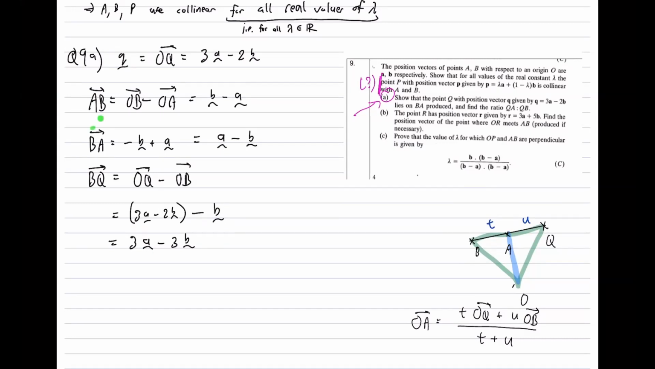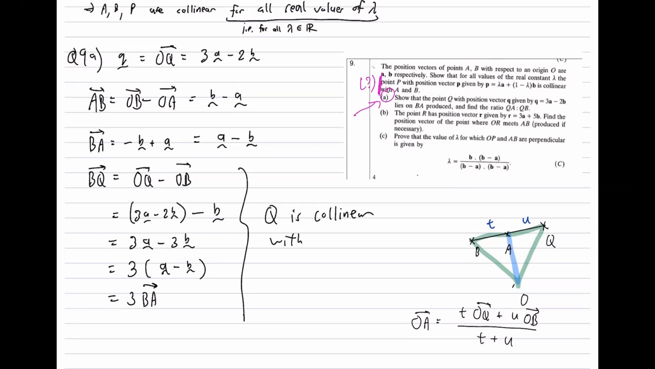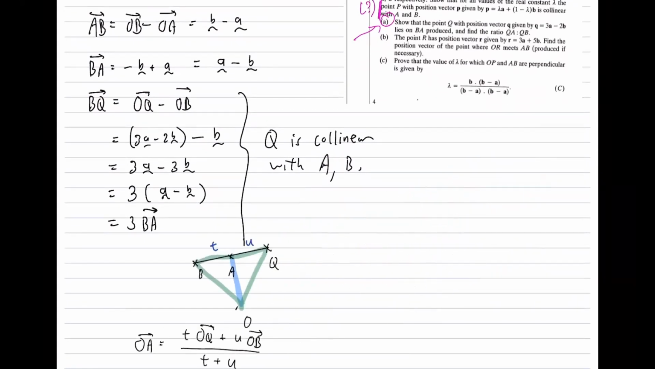How to show collinear? BA and BQ, we need to show that they are parallel. Multiple. Yes, that's the same as parallel. So what you realize is you can factor a 3 here, which is 3 times bracket A minus B. But what's A minus B? It's vector BA. So it's 3 times vector BA. Therefore we show that Q is collinear with points A and B. Finally, after we have shown this, we can use the diagram and answer the second part of the question.